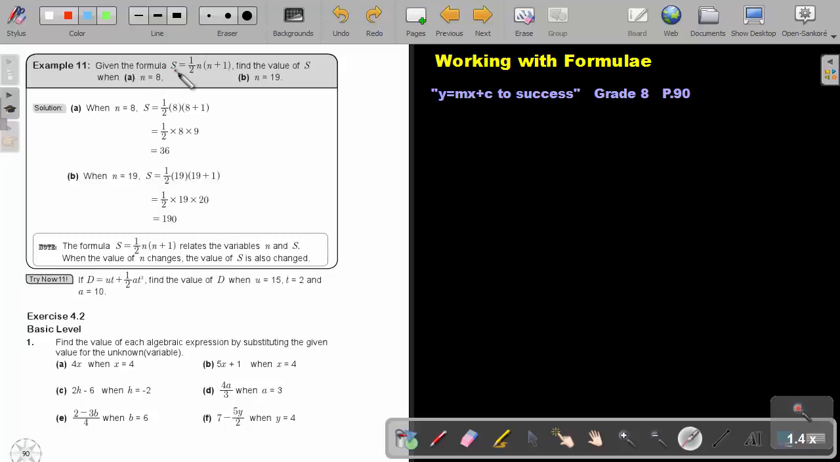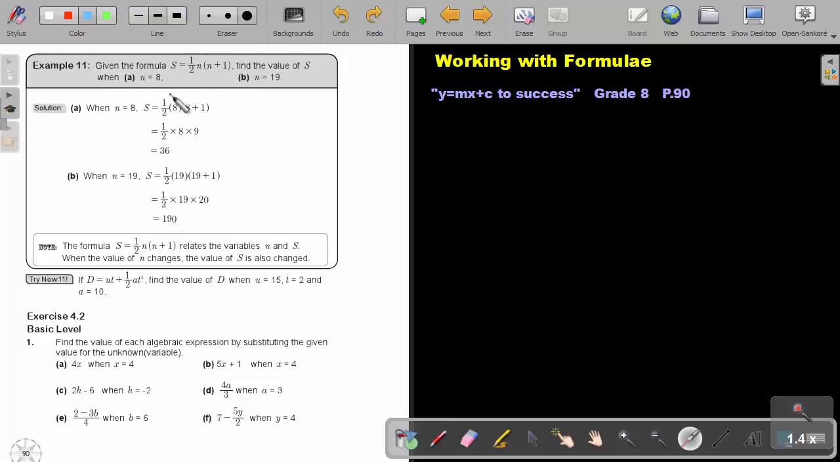Given the formula s equals a half n (n plus 1), find the value of s when n is 8 or n is 19. We do exactly the same. We write down the formula and then we put brackets around the variables, the alphabet letters, and then we basically just substitute in there. And then we calculate it out. First do that bracket, 9 times 8 times a half, and it's 36. And when n is 19, I do exactly the same, and I will find an answer of 190.